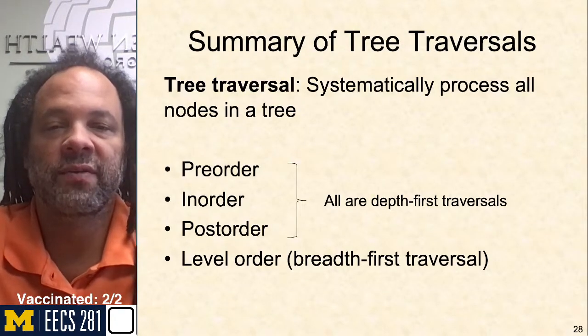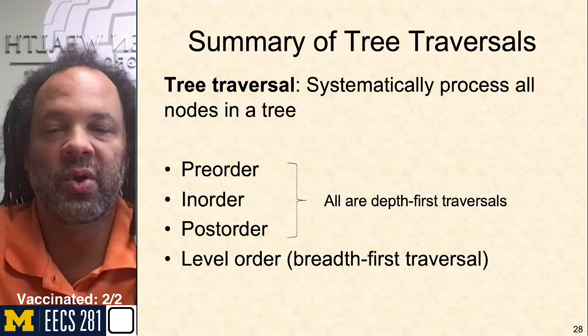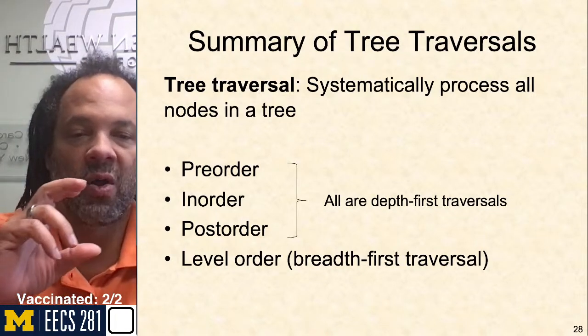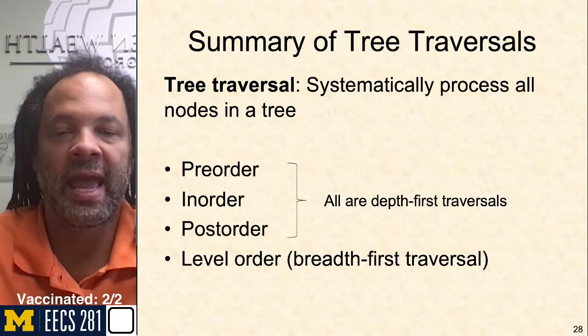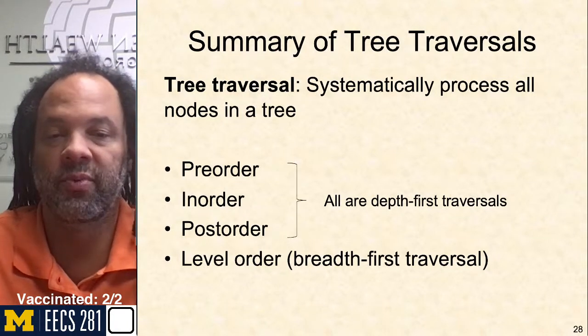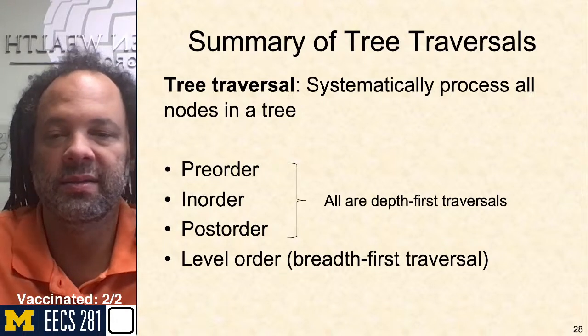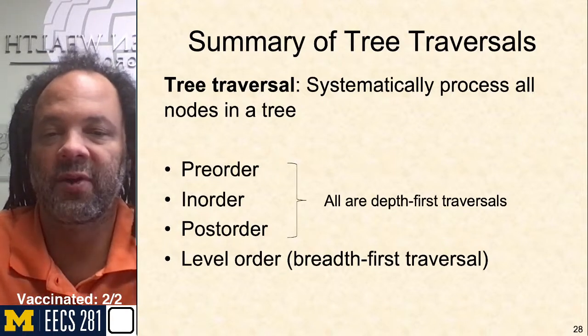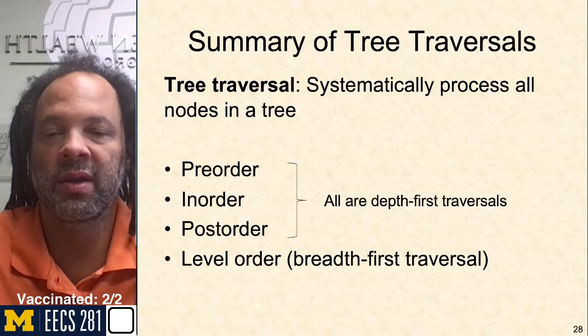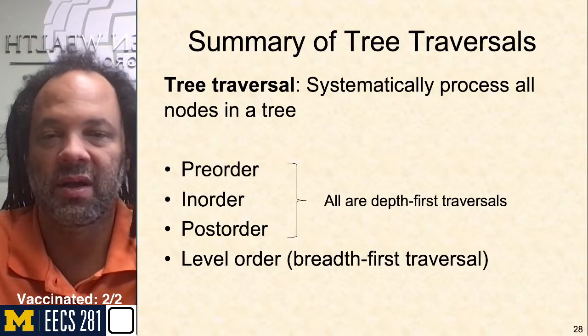Here's our summary of these tree traversals. We've got pre-order, in-order, and post-order. I said those are all depth-first traversals. And we've also got the level order, which is a breadth-first traversal. Small tidbit here. That first project we did, project 1, that was a graph search.